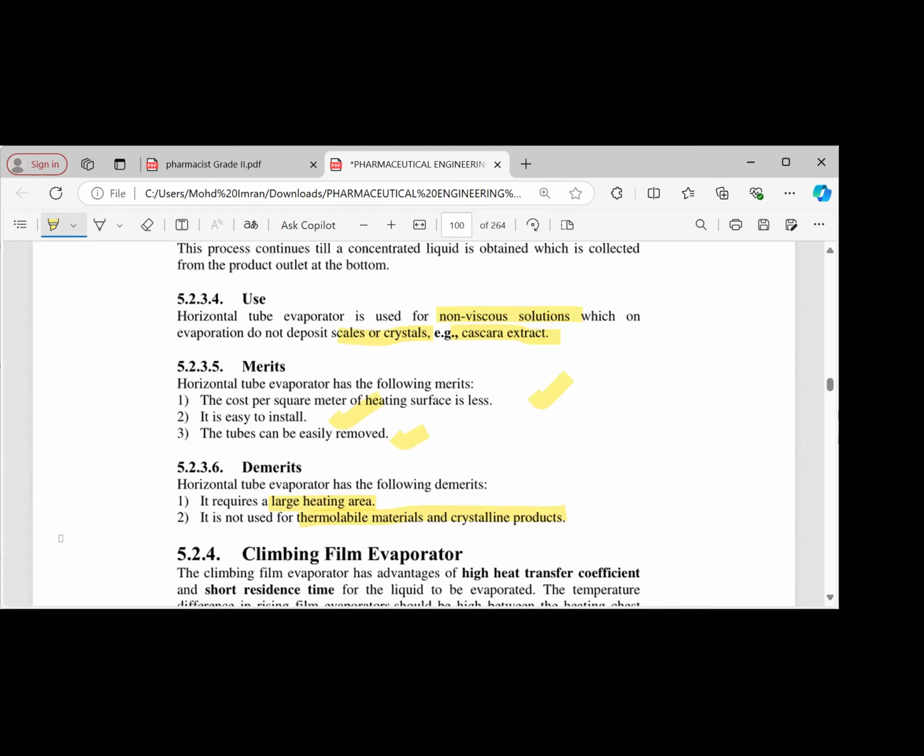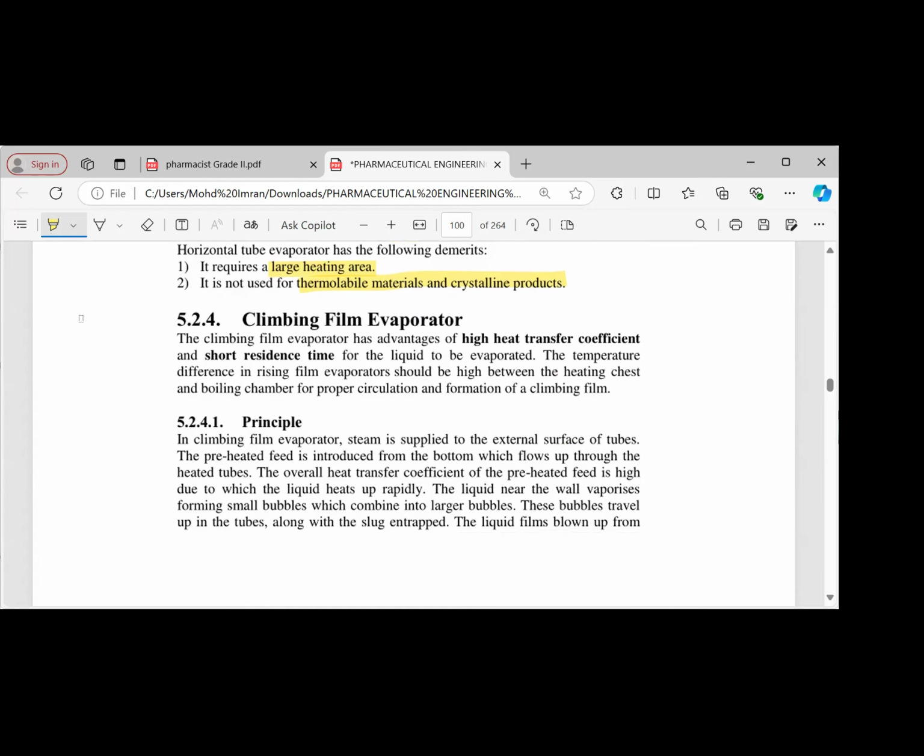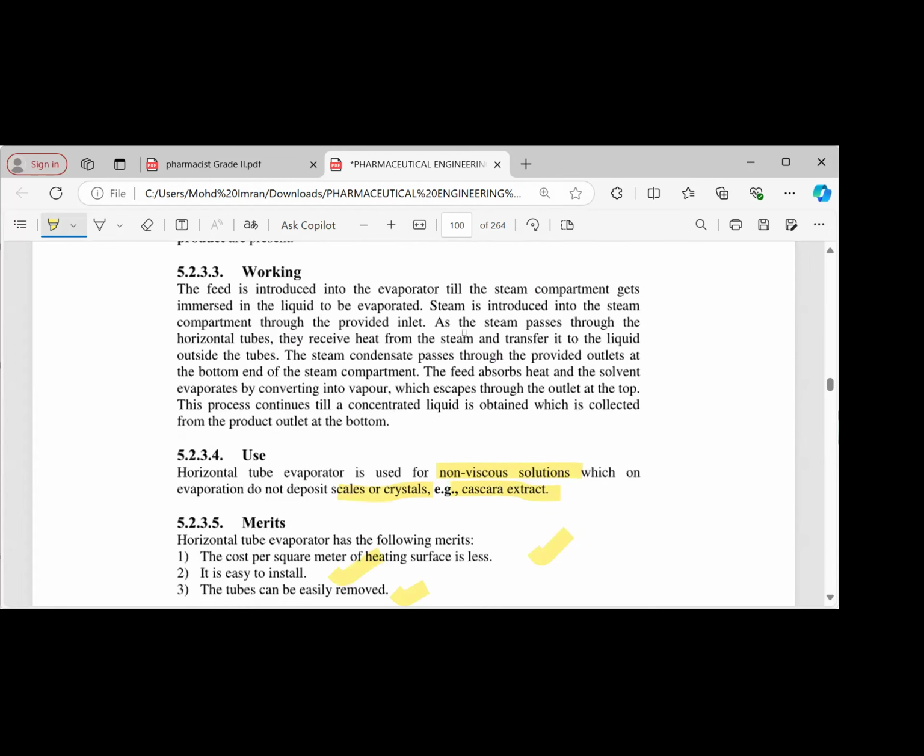Okay, right? And viscous substances are also not suitable. So please note down the limitations, and once you have noted them we'll move forward to the climbing film evaporator. Very interesting evaporator. My old students remember this. I don't know about the new people, but the climbing film evaporator is a little bit interesting. You need to understand it. If you are done with the horizontal tube evaporator, then we'll go to the climbing film. So shall we move? Yes, sir.